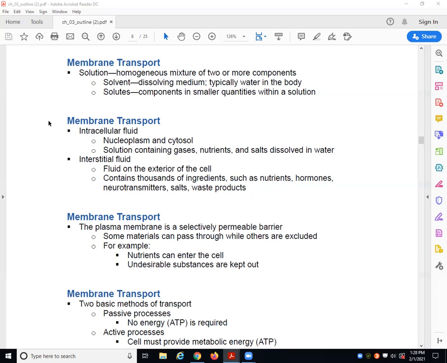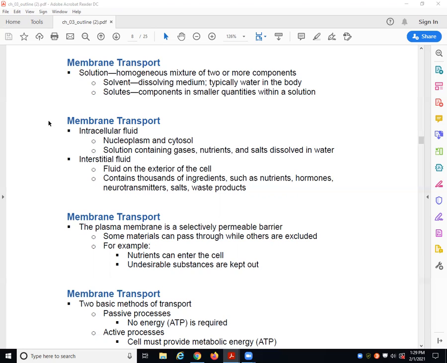Now, outside the cell, you also have fluid. We call that interstitial fluid. There you've got, again, nutrients. You may also have hormones that can tell your cells to do certain things. Neurotransmitters, which can stimulate nerves to do certain things. We'll learn more about that when we get to the nervous system. Also salts or ions and waste products. You'll find all of those things in the interstitial fluid outside the cell.